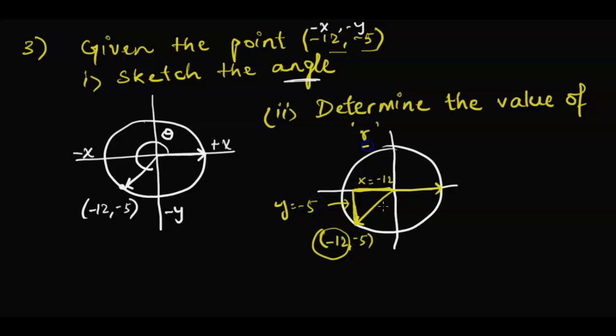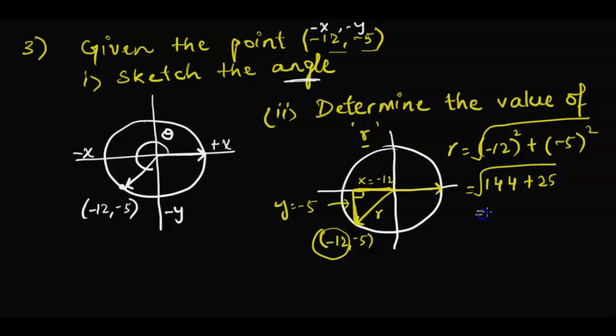R means the radius of the circle, and we know this terminal arm length is going to be the radius of the circle. As this forms a right triangle, in order to find R, we can use the Pythagorean theorem, and R would be equal to the square root of the square of -12 plus the square of -5. We get the square root of 144 plus 25, and that gives us 13. Therefore, this radius of the circle is going to be 13 units.